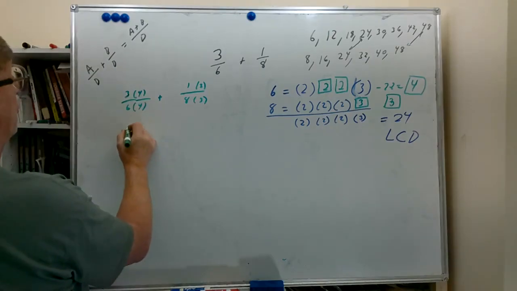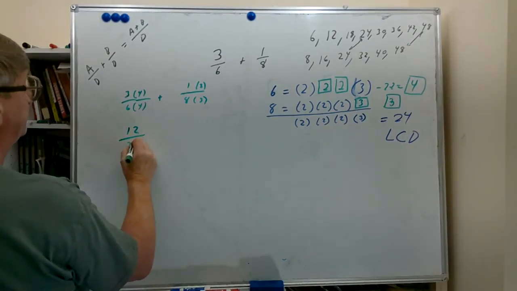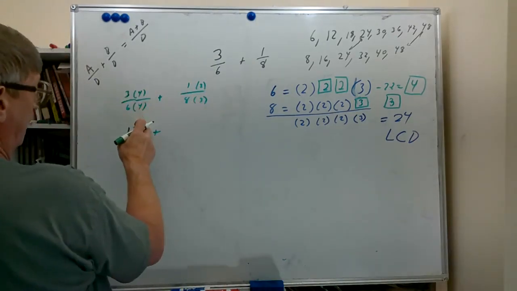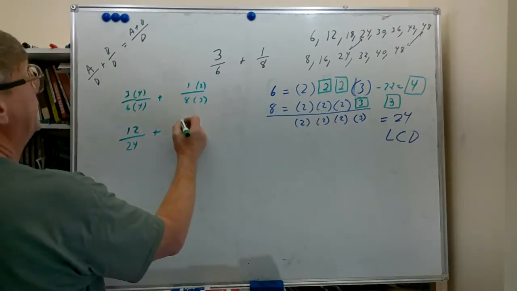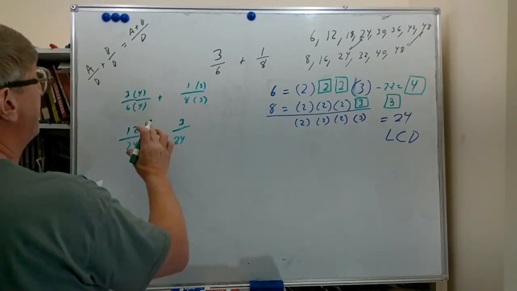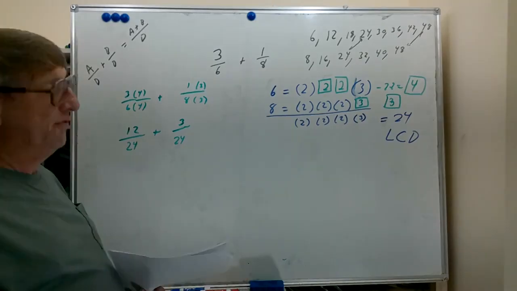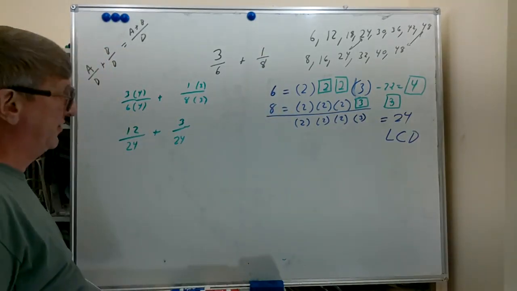So we're going to multiply this out and bring it down. 3 times 4 is 12. 6 times 4 is 24. That's here. 1 times 3 was 3. 8 times 3 is 24. So now we have equivalent fractions. 12 24ths and 3 sixths are equivalent fractions. 3 24ths and 1/8 are equivalent fractions.